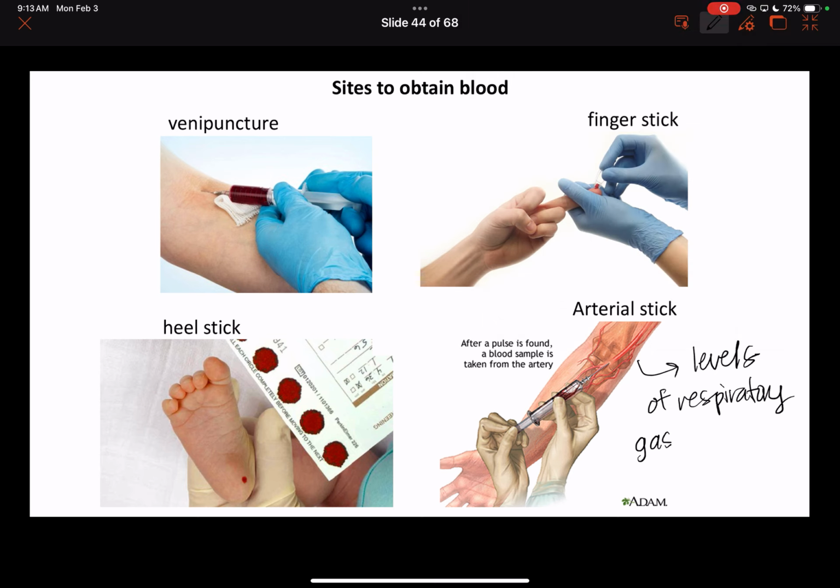So used to test the levels of respiratory gases, specifically in our oxygenated blood. So questions about the different sites to obtain blood. Okay.